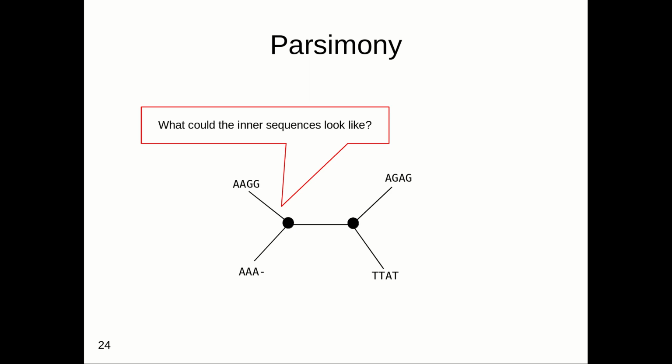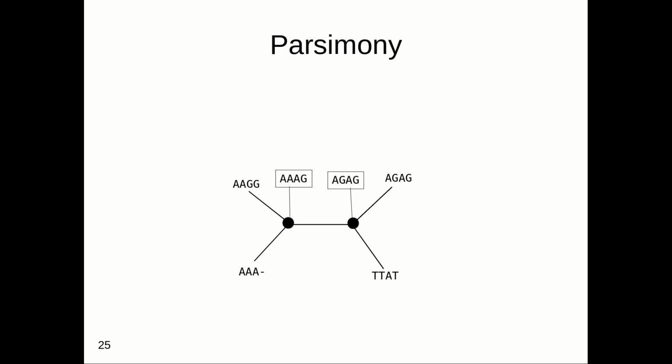Here's a question for you to think about a little bit. What could the inner sequences look like? If you try to do this intuitively by eye, you can see that here we have an A, here we have an A, here we have an A, and here we have an A. So the inner state here must clearly be an A. And then here we have an A or a G, so at this position it could be A or G. And then we have G or gap, so maybe we could put a G here. And then the same applies here. At the third position we have an A here.